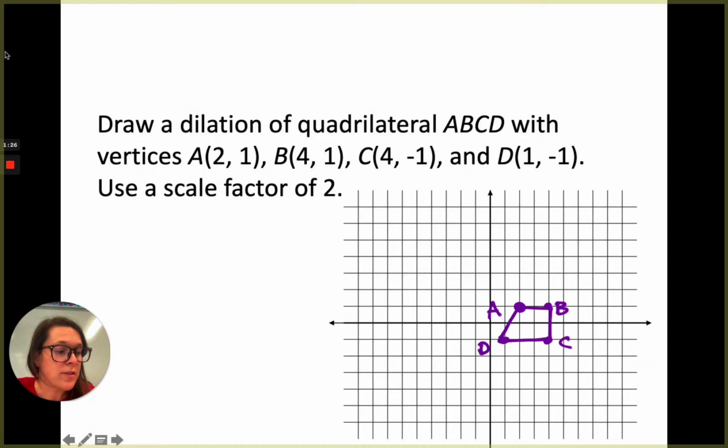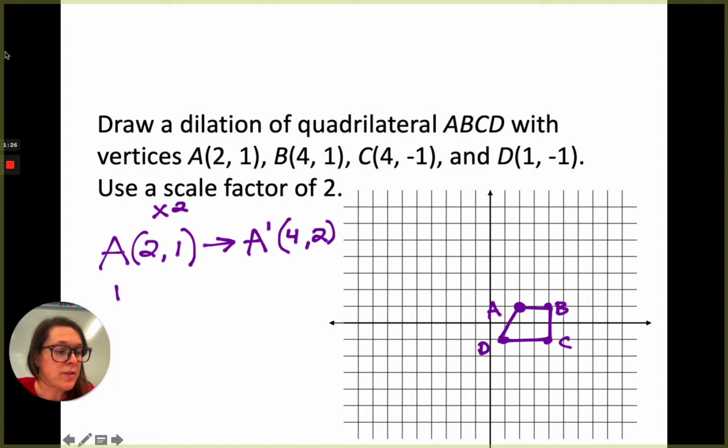And we're going to dilate it by a scale factor of 2. Now let's think about this. If my scale factor is 2, should it get larger or smaller? Yeah, it's definitely going to get larger, right? So how much larger? Well, we're going to take our ordered pairs. A's ordered pair is 2, 1, and we're going to multiply all those coordinates by 2. So the image of A would be at 4, 2, because 2 times 2 is 4, 2 times 1 is 2.